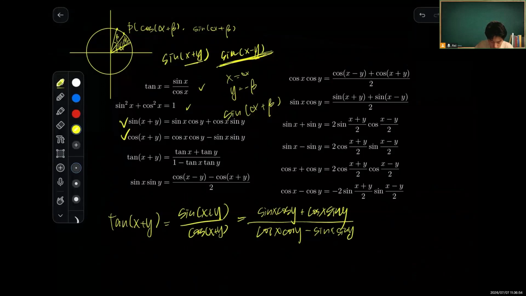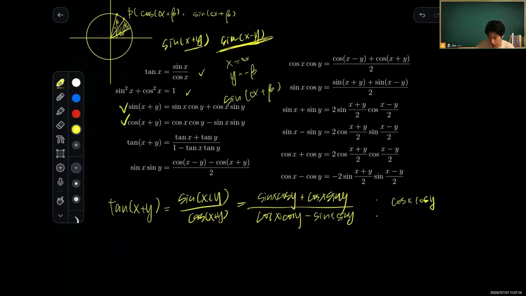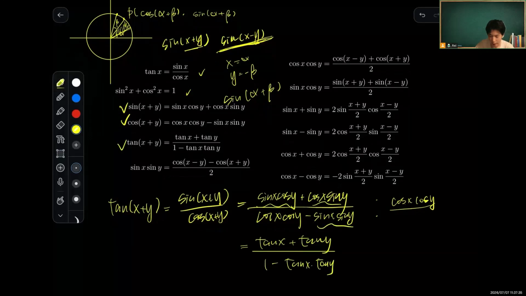And then here, we can divide the up and down parts of the equation by cosine x cosine y to obtain tangent values, because if we divide by this value, we simply get tangent of x on this term plus tangent of y on this term over 1 minus tangent x times tangent y on this term. And we're done. We gain the third identity.